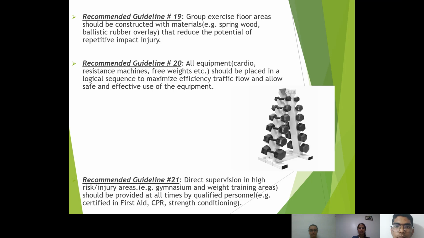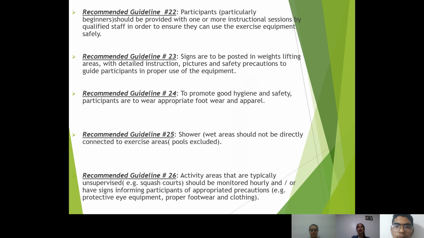And the 21st guideline is about injury areas, like the weight training area, which should be supervised at all times by qualified personnel. The 22nd guideline is that participants should be provided with one or more instructional sessions by qualified staff in order to ensure they can use the exercise equipment safely.